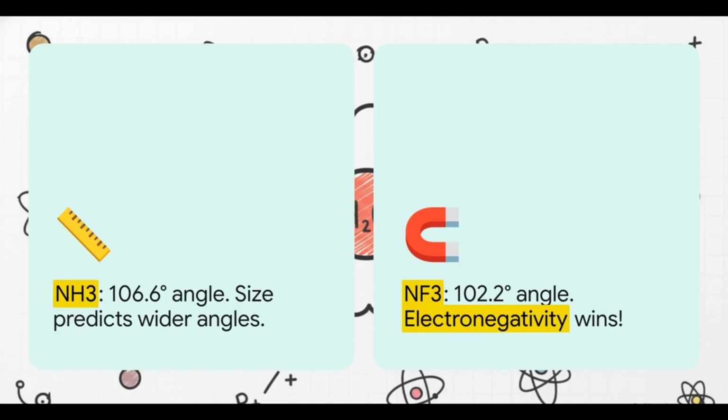Why? Because electronegativity absolutely overpowers size here. Fluorine is so highly electronegative that it pulls the shared electron density away from the central nitrogen atom. That reduces the electron repulsion right at the center of the molecule, essentially deflating it a bit and allowing those bond angles to close in tighter.